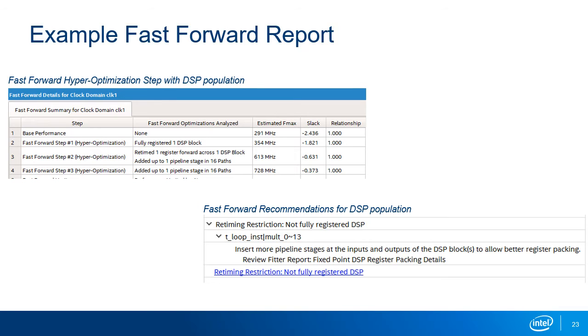In the lower screen capture, we see an example of the recommendations for the critical chain tab for a base performance step. Here we can see the report is indicating that there are DSP blocks with registers not enabled and recommending the designer enable them for the performance improvement.